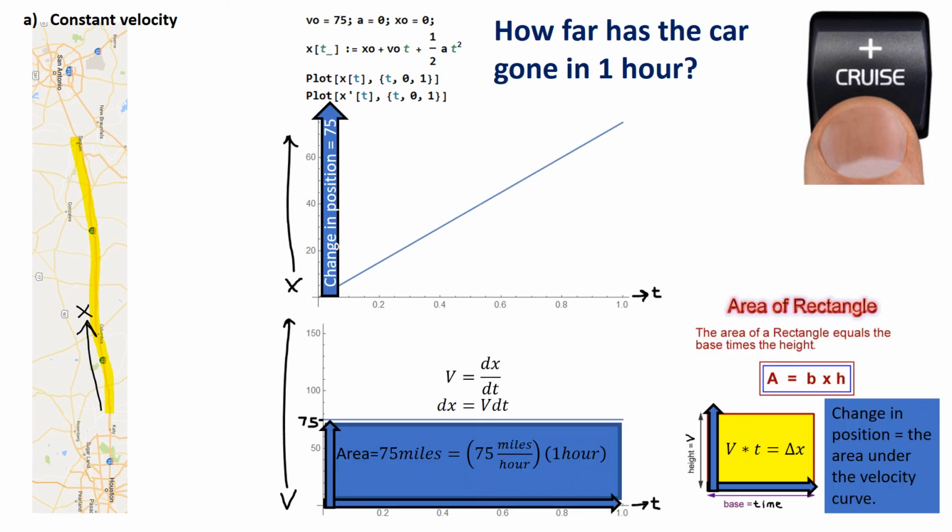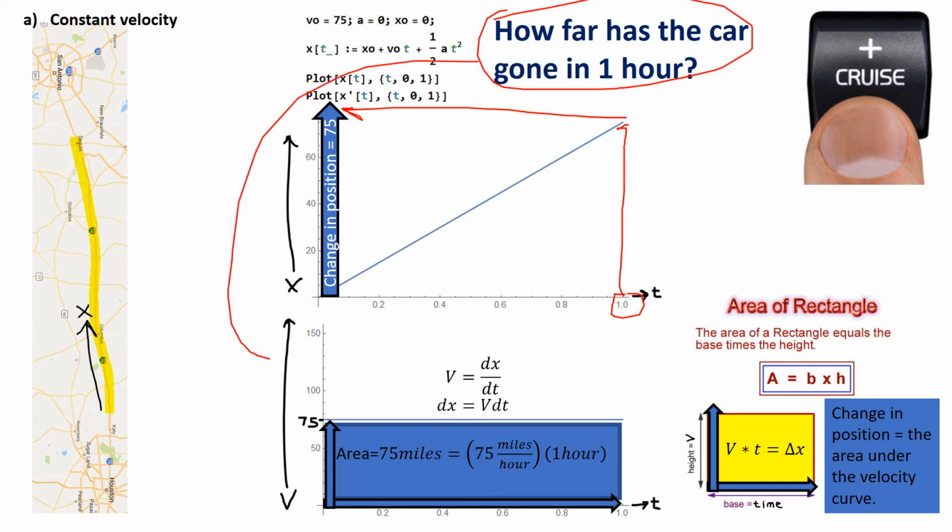So here we go. If I want to answer how far the car has gone in 1 hour from my position graph, we'll come over here to 1 hour, and then we can walk up and say in 1 hour we have gone 75 miles. That makes sense. It's pretty obvious, it's just right here on the graph. But if I want to know how far I have gone according to my velocity graph, how can I figure that out, by just looking at velocity versus time?